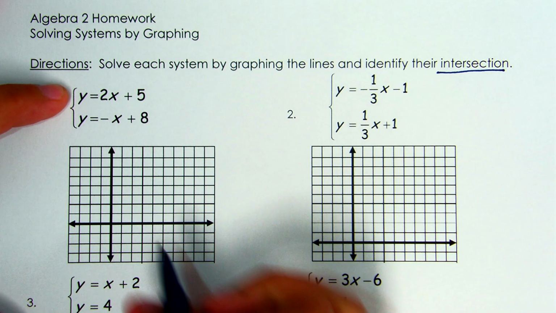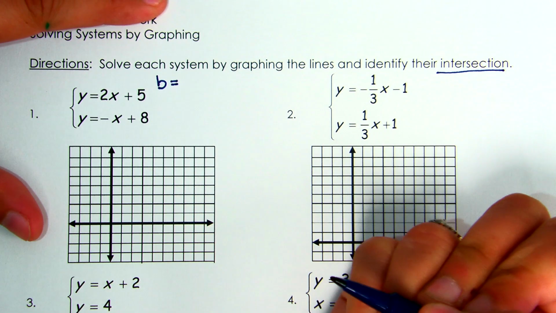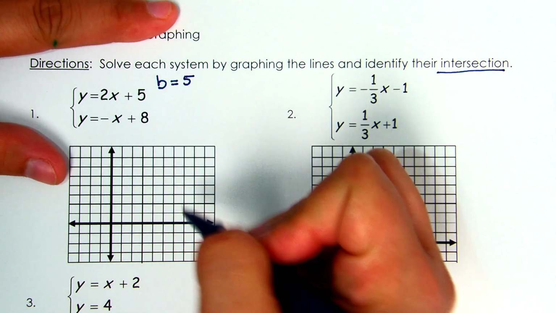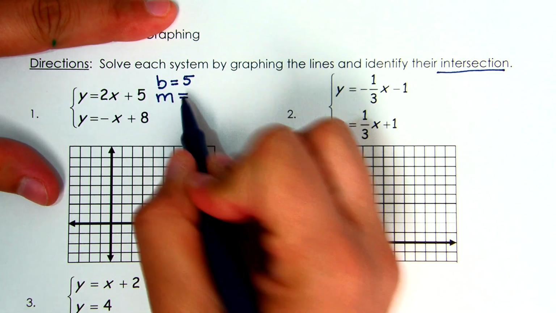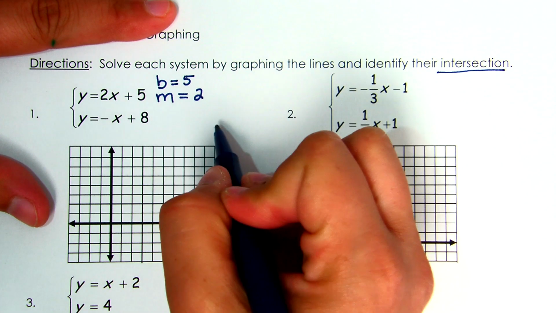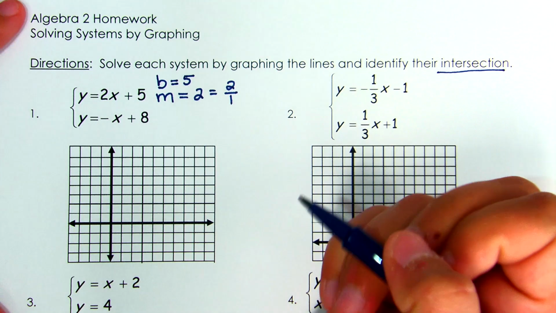We always begin with b. b is my y-intercept, or the number without the letter. So that's 5. M is how I move. It's the slope, the number with the x, which is 2. And if we're talking rise over run, then it's 2 over 1.